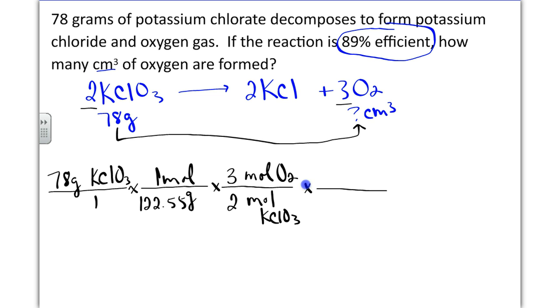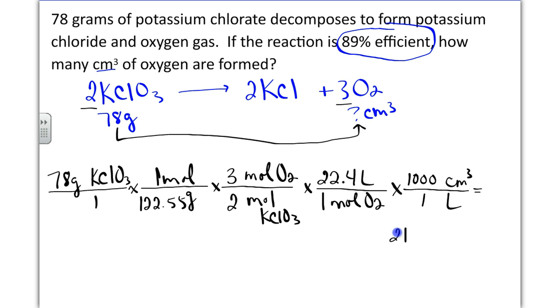Times, draw a line. This is something that you may or may not recall. We're going to bring down moles of oxygen. In 1 mole of any gas at STP, there are 22.4 liters of that gas. Times, draw a line. Now we can go from liters to cubic centimeters because we know in 1 liter there is 1,000 centimeters cubed. This is going to give us 21,000 centimeters cubed, and that's rounded off to significant figures. So 21,000 centimeters cubed of oxygen.